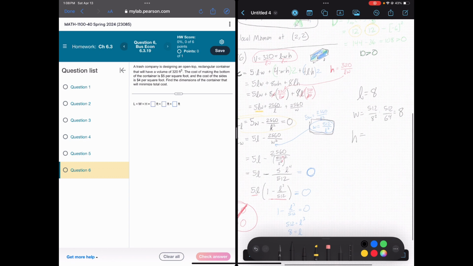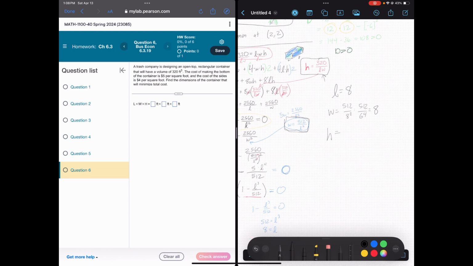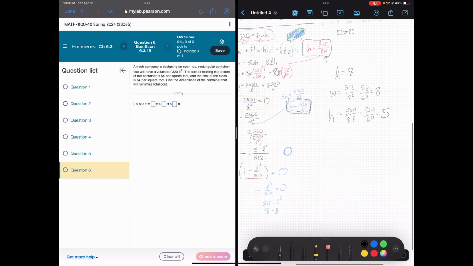How do I do that? Well, I can now use this formula. Remember, this one was based off of my constraint. This will make sure that my volume ends up equaling what I want it to. So that is 320 divided by length times width. Well, that's just 8 times 8, so 320 over 64, and I get 5. There's my dimensions. My length is 8, my width is 8, and my height is 5.